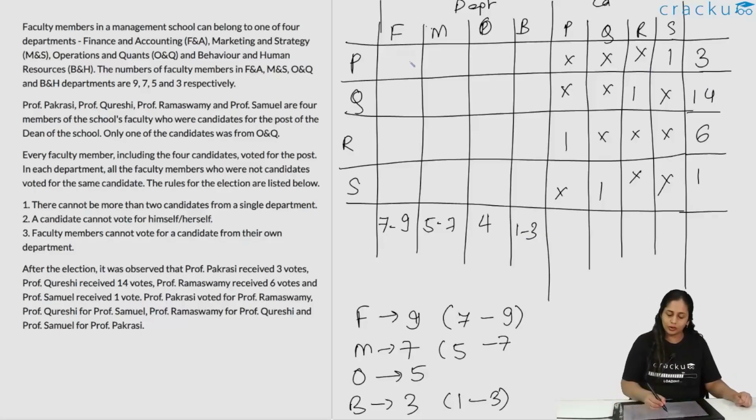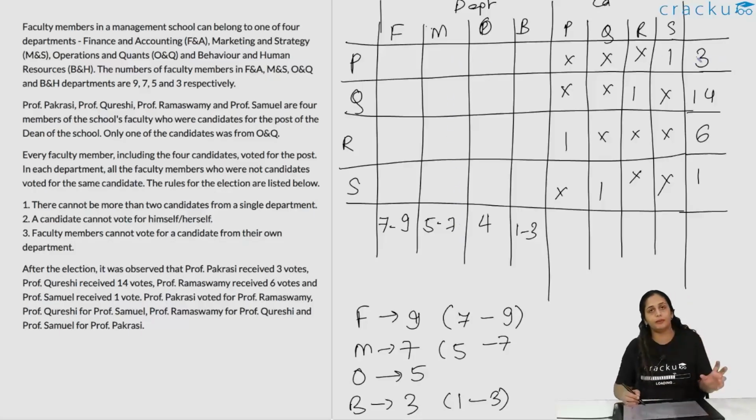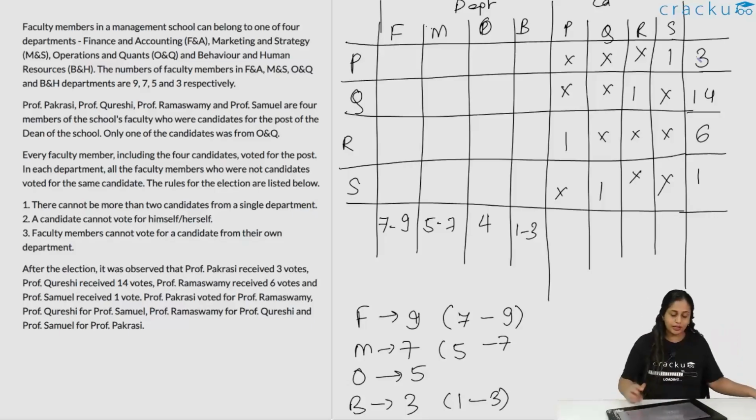Now this row total has to add up to 3. How can it add up to 3? Can I have 4 votes and this 1 vote, can it add up to 3? No. Can I have 5 to 7 votes? Because all people from one particular department are going to vote for only one person. So there cannot be more than 2 candidates. This rule I have considered over here. A candidate cannot vote for himself or herself, so that has already been taken care of.